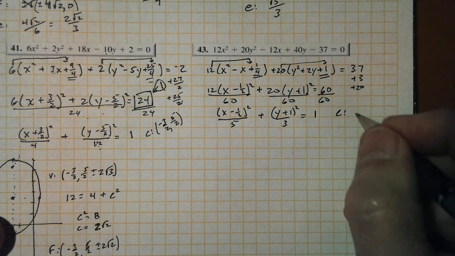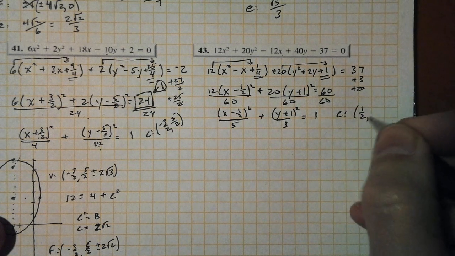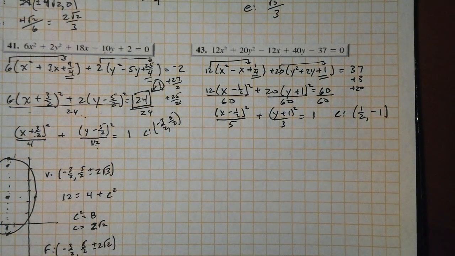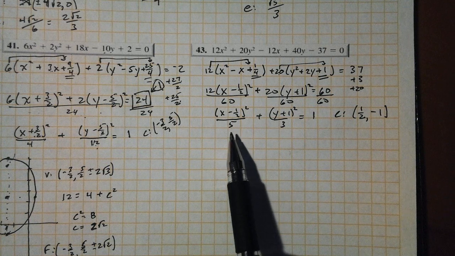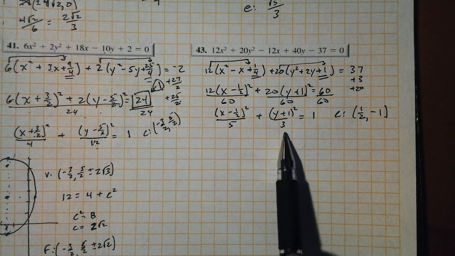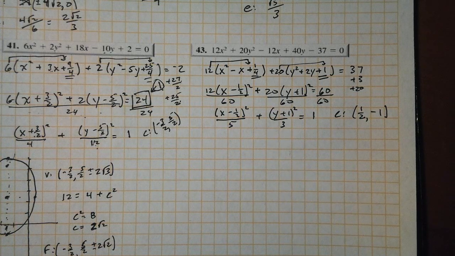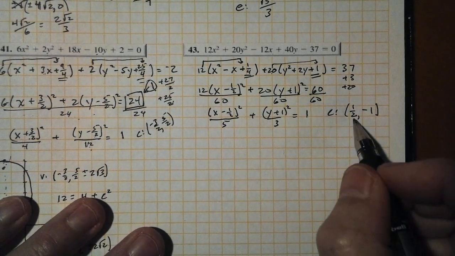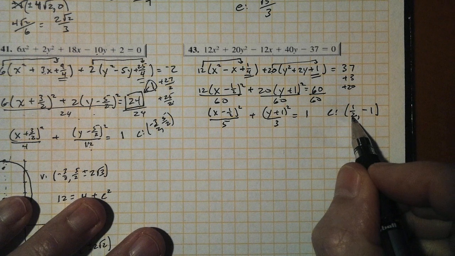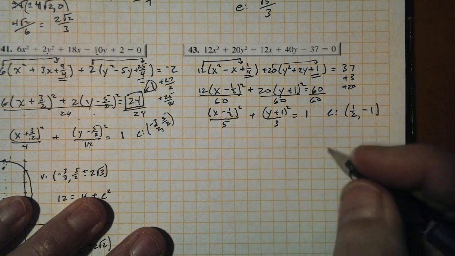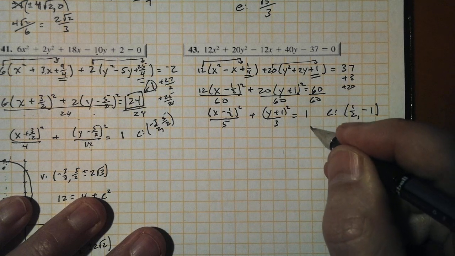We have a center. From there, I'm only going to move to the right a little bit, square root of 5, a little bit more than 2, and up and down, square root of 3, a little bit less than 3. So I'm going to use true scale here, 1/2, -1, and I need to go up and down a little bit and right and left just a little bit. So let's go.